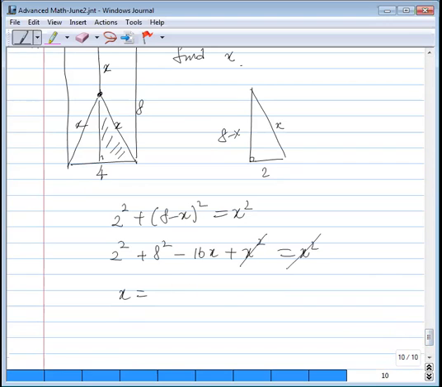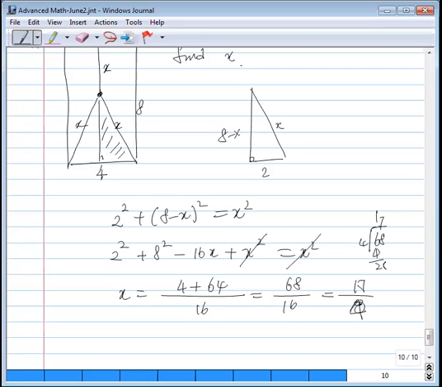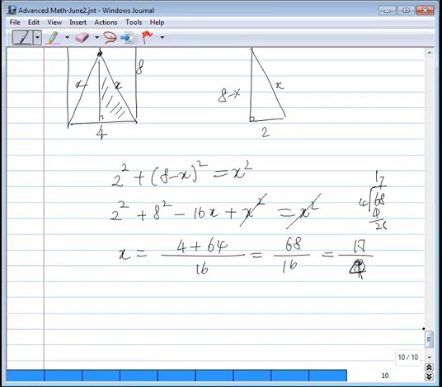So x equals (4 plus 64) divided by 16. So 68 divided by 16. You can divide by 2, right? And then simplify a little bit. Let's see if we can divide by 4. Yes. 17 over 4. Yeah, 17 over 4 is the right answer.